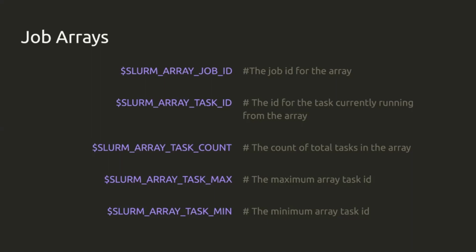If you're interested in doing some dynamic mapping of work to your array tasks, you can look at SLURM_ARRAY_TASK_COUNT, TASK_MAX, and TASK_MIN. They are exactly what they sound like: the total number of tasks in the array, the maximum task ID, and the minimum task ID.